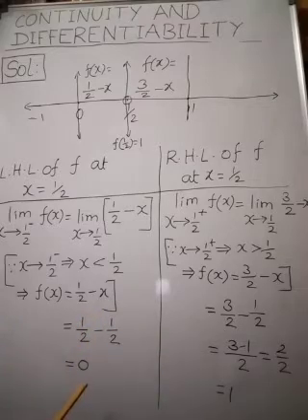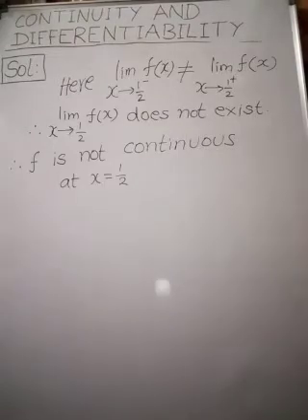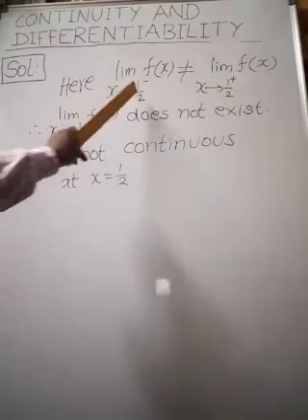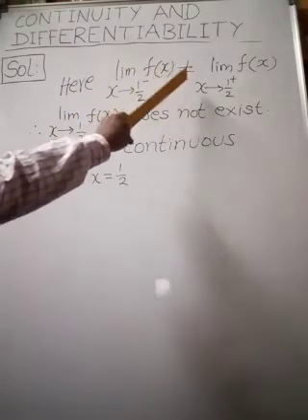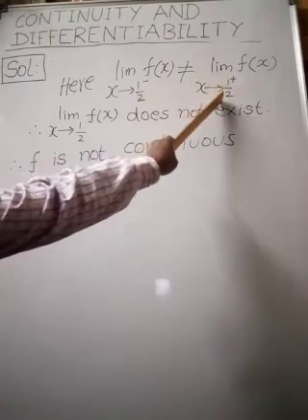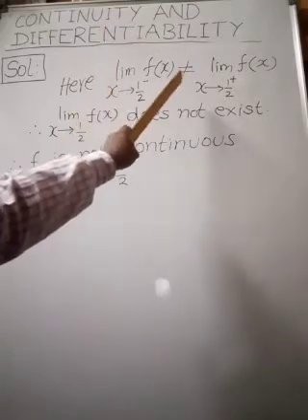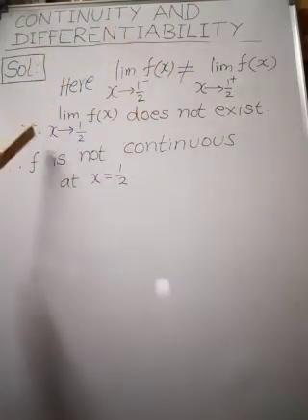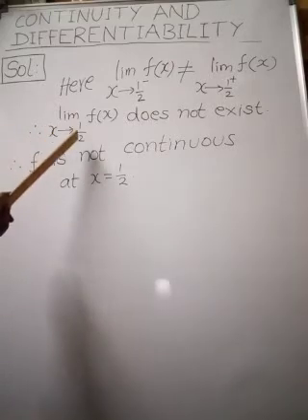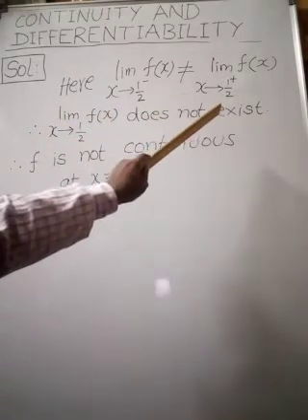Both are not equal. Since these two limits are not equal, what can we say? We can say that the limit of the function f at x is equal to 1 by 2 does not exist. Do you remember that point, my dear children? Right. As x tends to 1 by 2 minus, limit f of x is not equal to as x tends to 1 by 2 plus, limit f of x. It means left hand limit and right hand limit both are not equal. Then we can say that as x tends to 1 by 2, limit f of x does not exist.